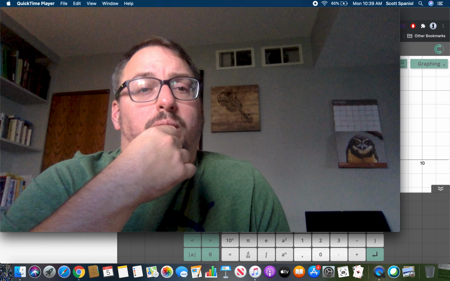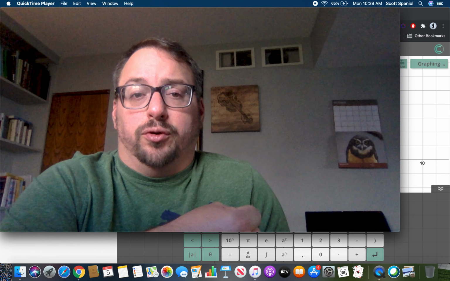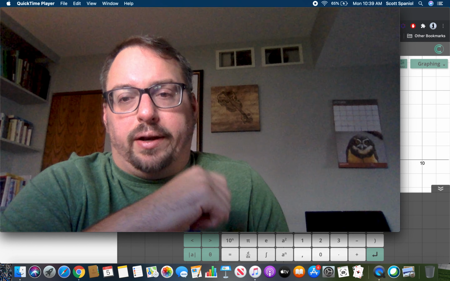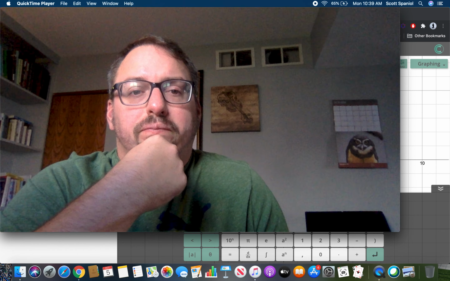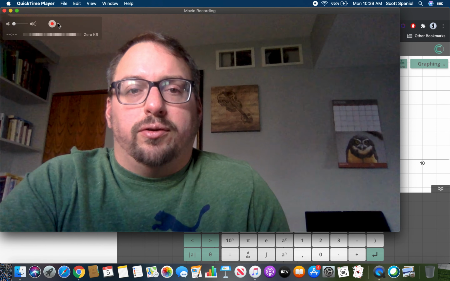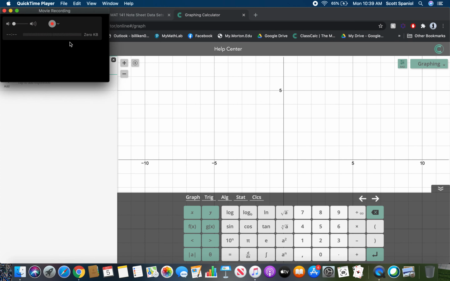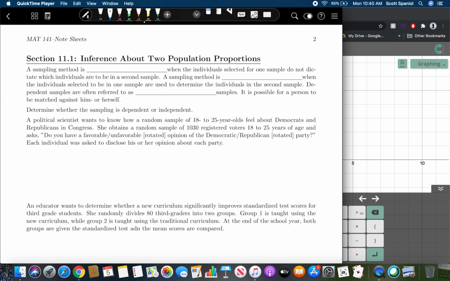In 11.1, what we're going to do is compare two samples to each other. We're going to compare two groups to one another, and these groups can either be dependent or independent. So we're going to start off by reminding ourselves what the difference is between independent and dependent. If you take out your Chapter 11 note sheets, you can follow along. Just like with all the other videos, those note sheets can be found either in Blackboard or on my math lab, depending on how I set your course up.